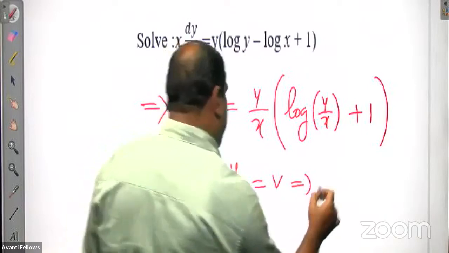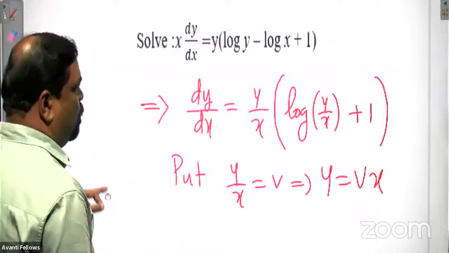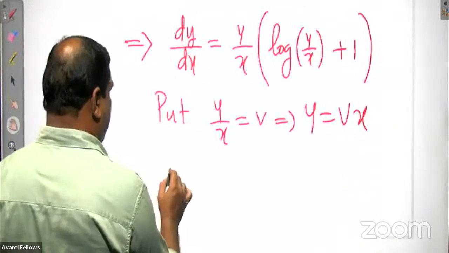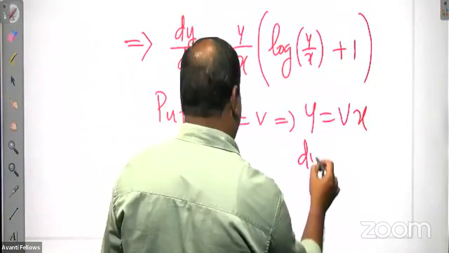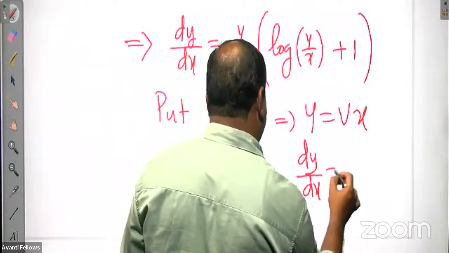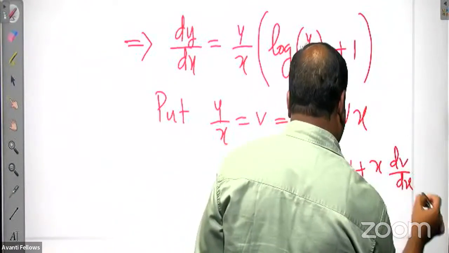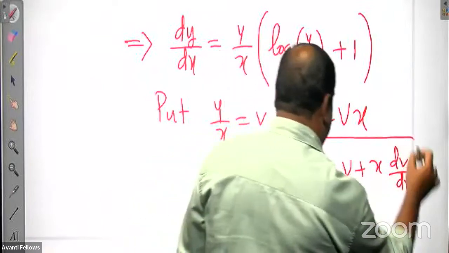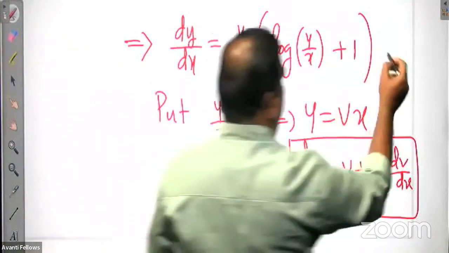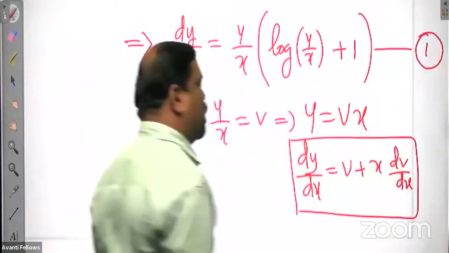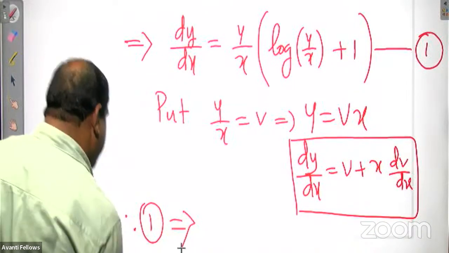Y is equal to vx. Therefore, y is equal to vx means definitely we know always dy by dx equal to v plus x into dv by dx. This is the value for dy by dx when y is equal to vx. So substitute in our given original differential equation.